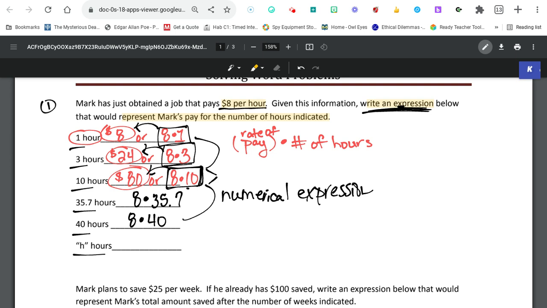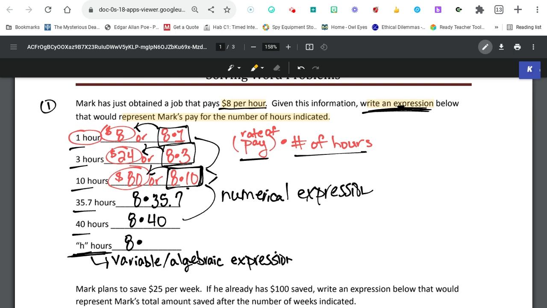But since H is a variable, I'm going to have what's called a variable or algebraic expression. That's what I want to work my way to, because it's going to involve the variable H. Well, we know it's the rate of pay, which is $8, times the number of hours. Well, the number of hours is unknown. That's why we're calling it H. We can write 8 times H, or I can just mash it together. So this is what I'm looking for. If Mark is getting paid $8 per hour, and we don't know the number of hours, the variable or algebraic expression that we can write is 8H.